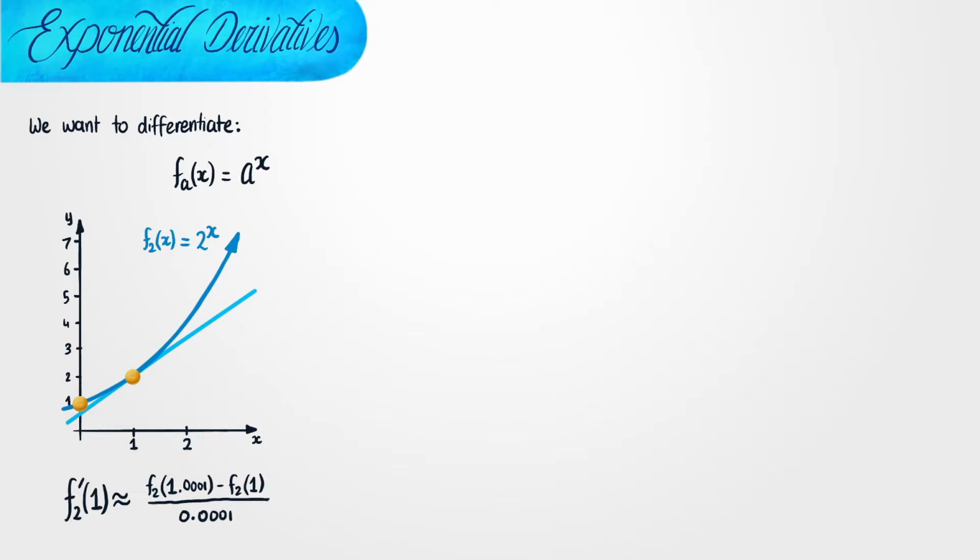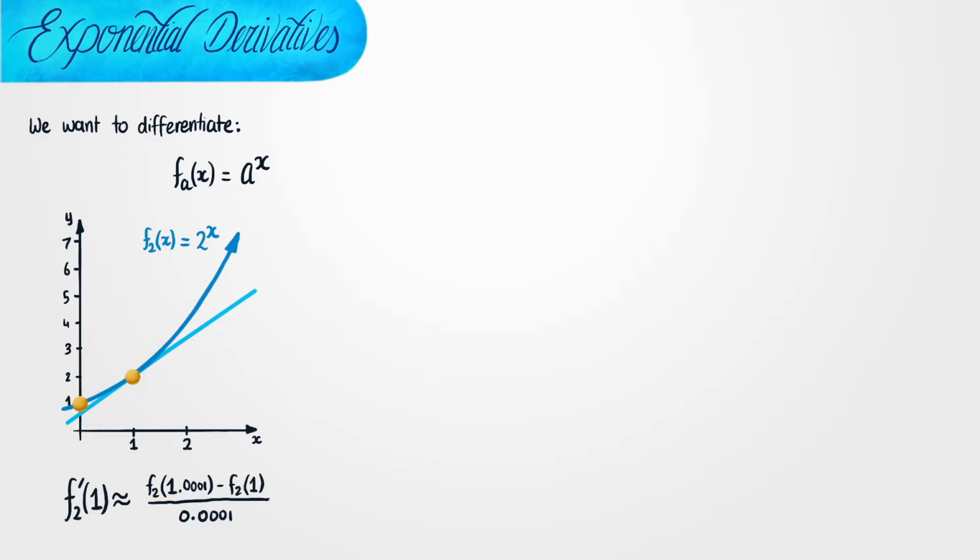Now at this point, I hope you can roughly see why this is actually going to give us the correct gradient. We're trying to find f2 of 1.0001, which is going to be this height roughly here. And then we're going to subtract f2 of 1, which is this height. That roughly gives us the change in y. Then we divide this by 0.0001, which is the change in x.